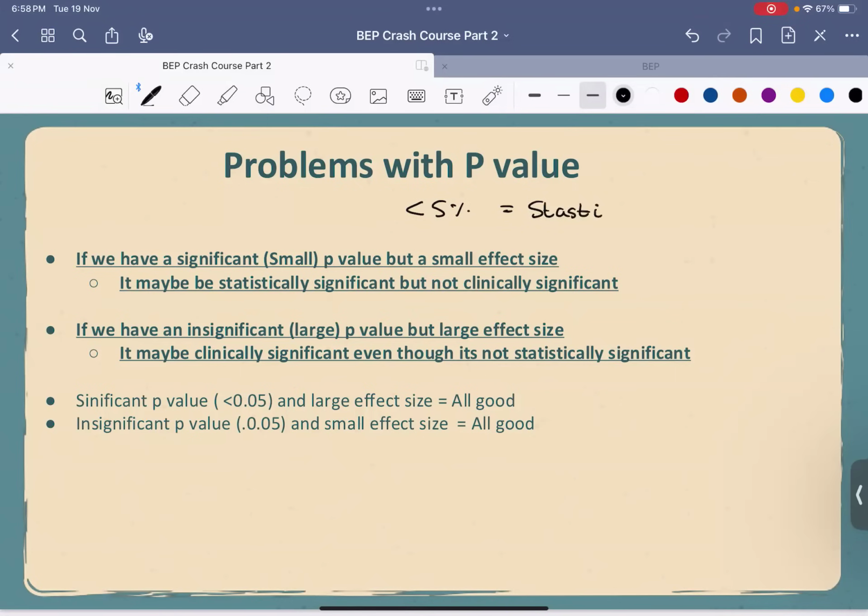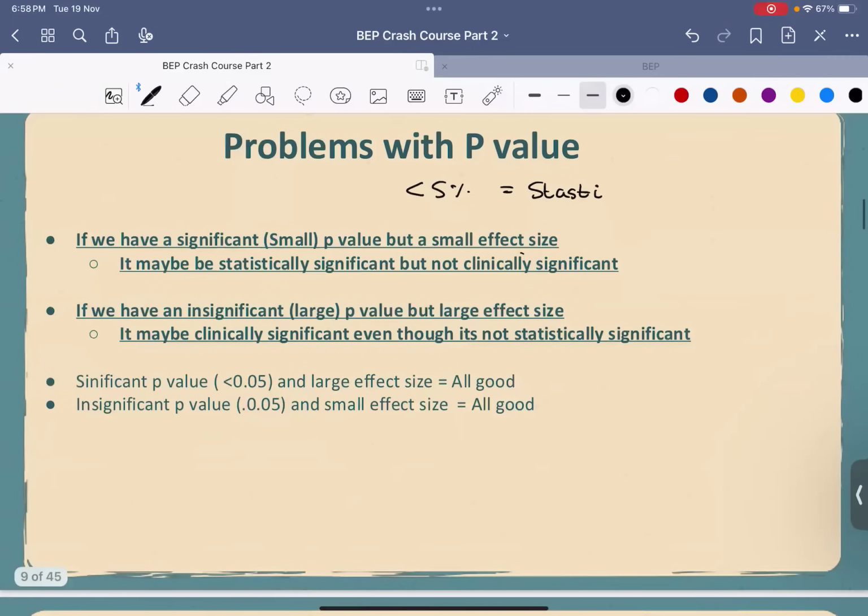But we have a small effect size. The effect size is very small, so there's no big difference between the two means we compared. At least there is a difference, and it is statistically significant, but it's not clinically significant. So it may be statistically significant but not clinically significant. This is the problem with it. Okay, memorize this line very well.